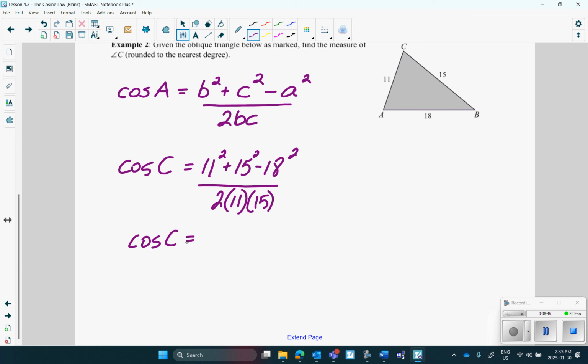Simplify the top, simplify the bottom. Top should work out to 22. Bottom should work out to 330. How do I find C? How do I get rid of cos? Cos inverse. So when you take the cos inverse of 22 over 330, and you round that to the nearest degree. Everybody got it?